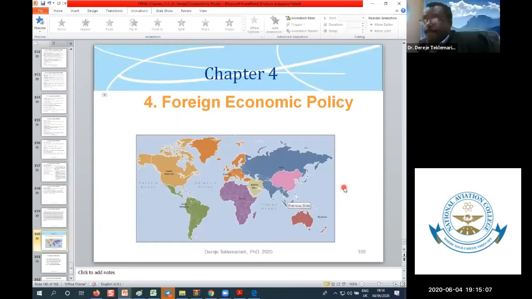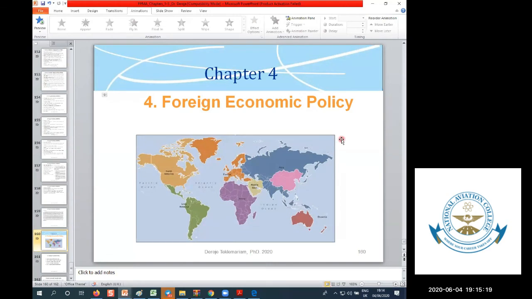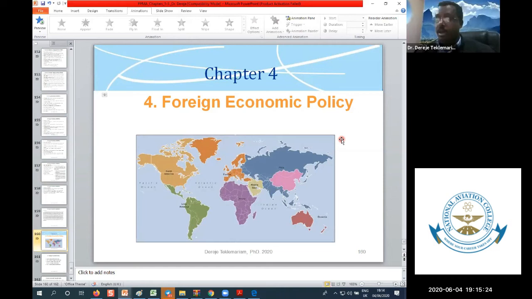chapter 4 will be mainly a reading assignment because it's foreign economic policy. I know you are students of international economics, so this foreign economic policy is not new for you. I may touch on it for some 20 or 30 minutes, and then you can read on that. So I will proceed next time with some little discussion on this foreign policy chapter, and then I will proceed to chapter 5, definitely in the coming two classes.